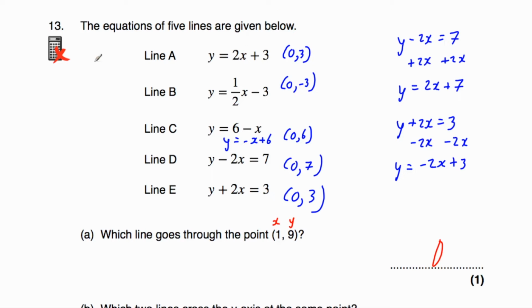The gradient of the first line is 2, so m equals 2. Line B, the gradient would be a half, m equals a half. The gradient of the line C, well, we had y equals minus x plus 6, that's minus 1x, so that's going to be m equals minus 1.